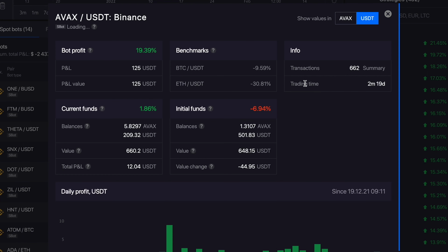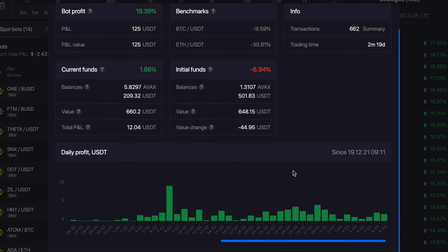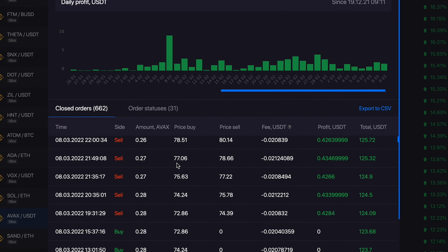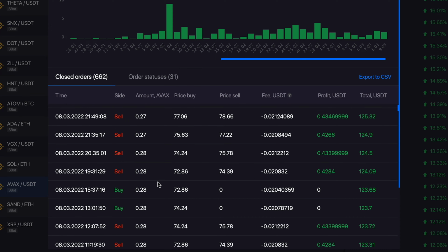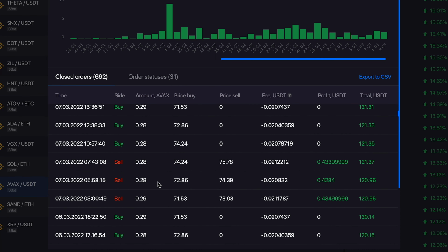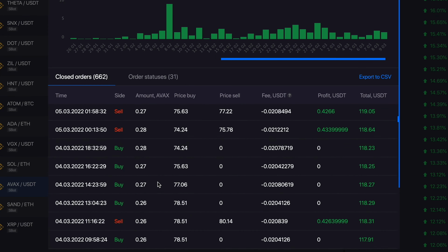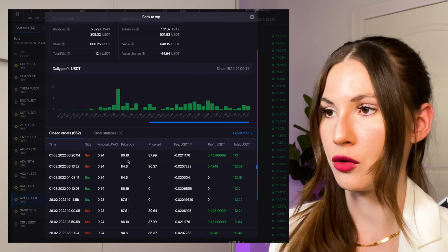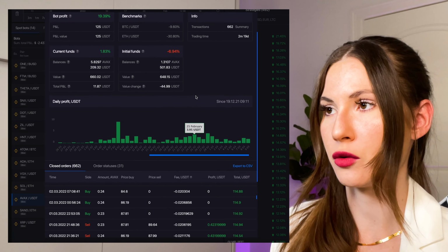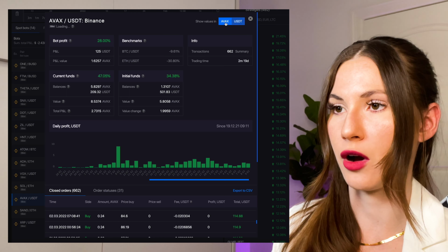It also has some other metrics. It's been trading for 2 months and 19 days, and it has done 622 transactions, which is great because you didn't have to do any of those. It just did them automatically. And if you want to go and look at each one, it details all of them here, when they happened and for how much. Lots and lots of data. You can also export this if you want to, and you can switch it to show either currency.